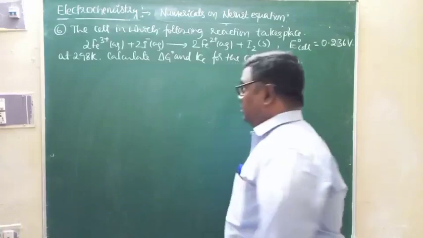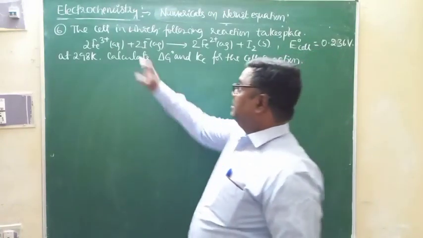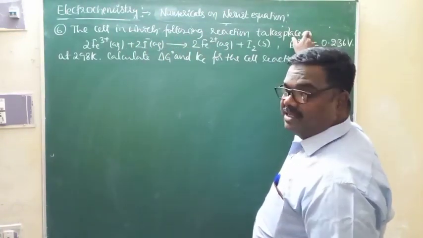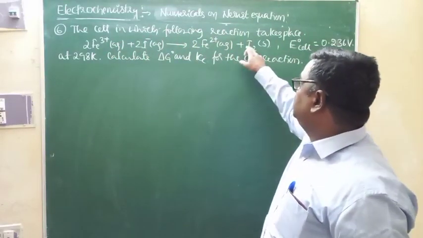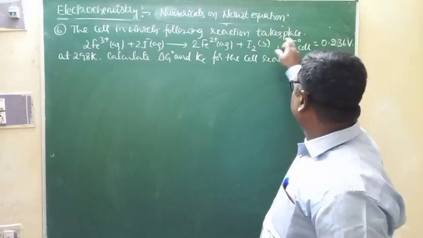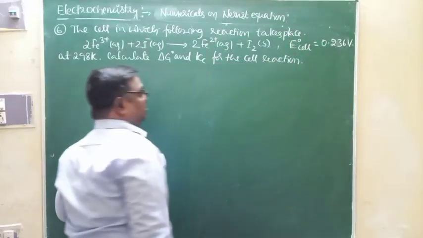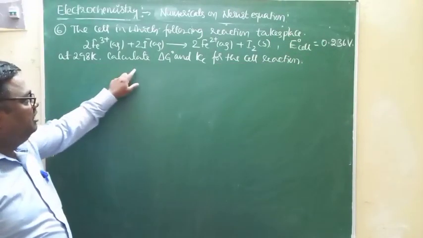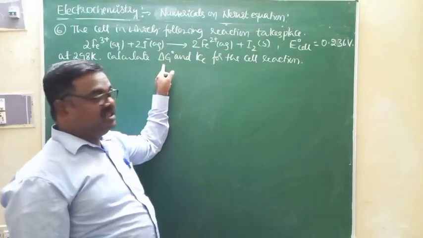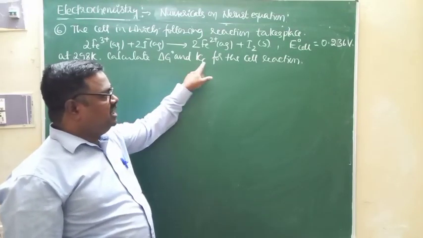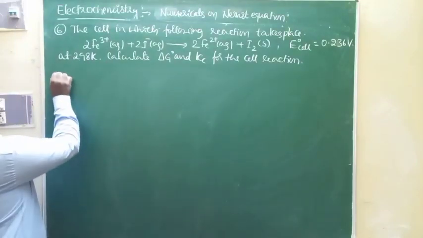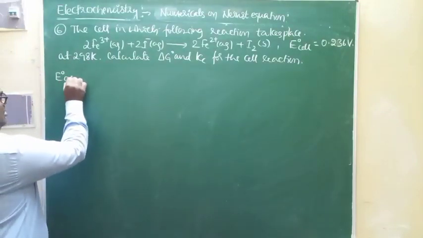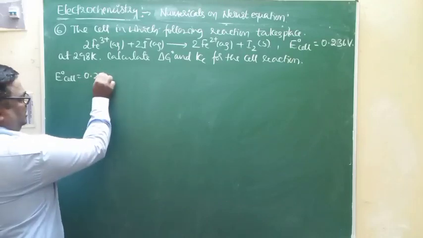Look at problem number 6 here. The cell in which the following reaction takes place: 2 Fe3 plus ions plus 2 I minus gives 2 Fe2 plus plus I2. I2 is in solid state. E naught of cell is 0.236 volts at 298 Kelvin. Calculate delta G naught, the standard free energy change, and the equilibrium constant Kc for the cell reaction. Now look at the given data: E naught of cell is equal to 0.236 volts.